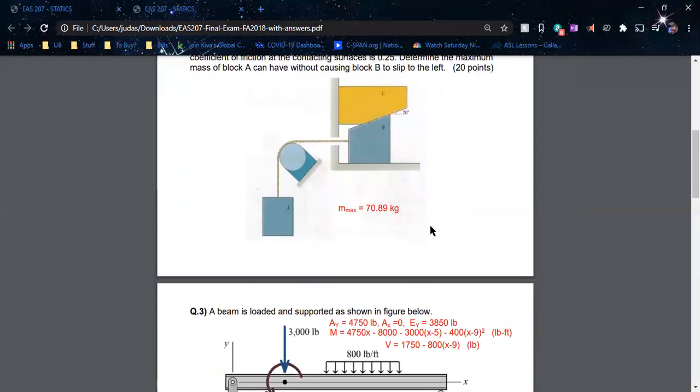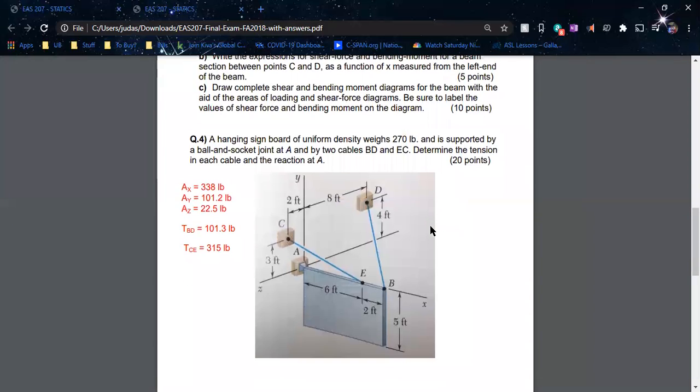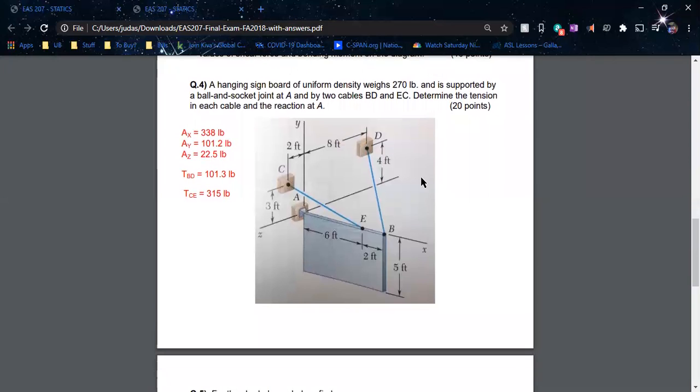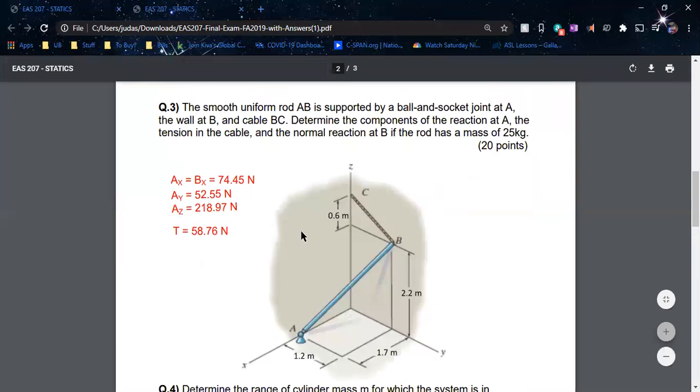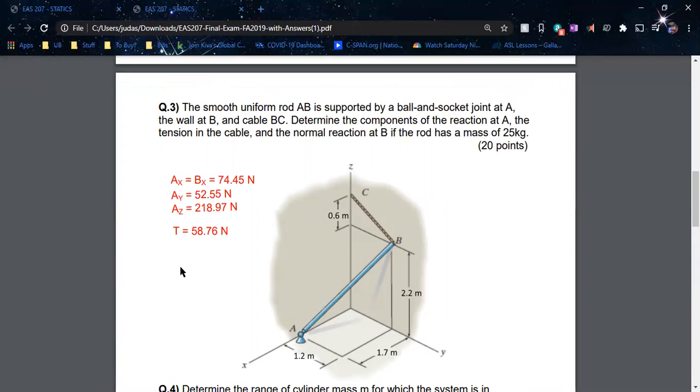And then the last type of problem you'll see, it depends on what you want to call it, but I would call them 3D machines or 3D support problems. You have this problem on the 2018 exam, which is about this hanging signboard, and you have this question on the 2019 exam, which is this smooth uniform rod. The biggest thing with these is determining what support reactions look like. For example, since we have a ball and socket joint here, what are the reaction forces? The fact that we have this rod leaning on the wall at B with that cable, what do the reaction forces look like at that point?